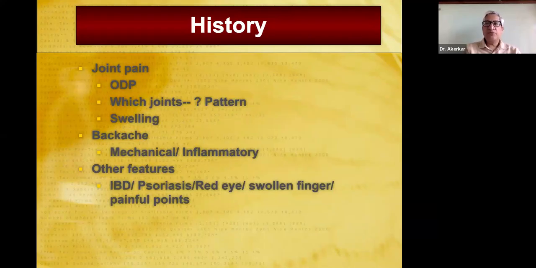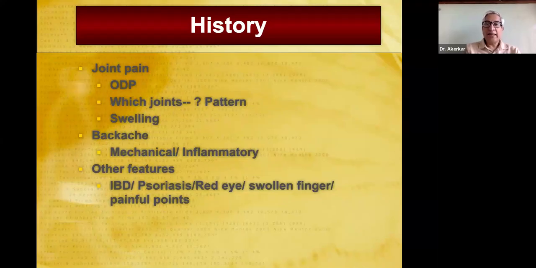That pattern will give you a clue to the diagnosis. And obviously, is it just joint pain or is there swelling also? Because swelling has to be there when there is inflammation. As far as axial skeleton involvement, you may not get any history of swelling because these are deep seated joints. Peripheral joints, apart from joint pain, you should definitely look for whether there is swelling in the joints.